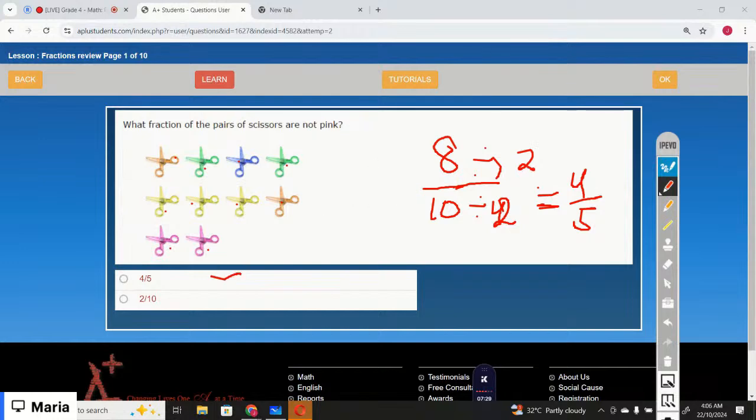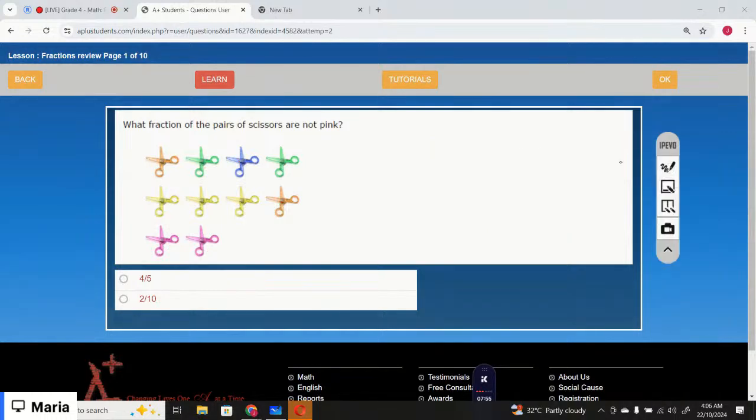The 2 out of 10 is the fraction that represents the pink scissors, right? The ones that are not pink are 8 out of 10. 8 of them are not pink, right? So the correct option is 4 over 5. Option number 1 is the correct option.